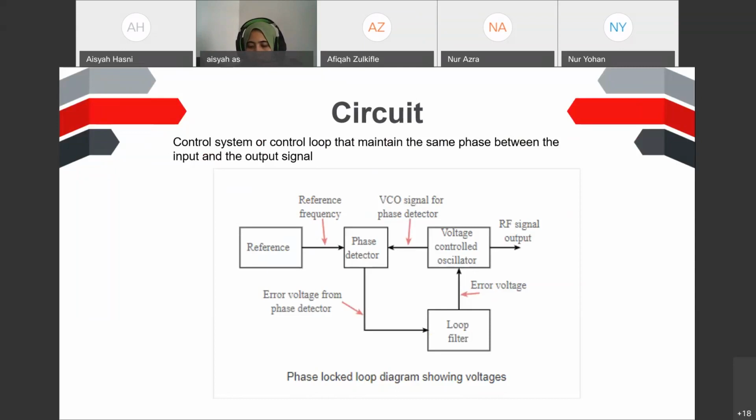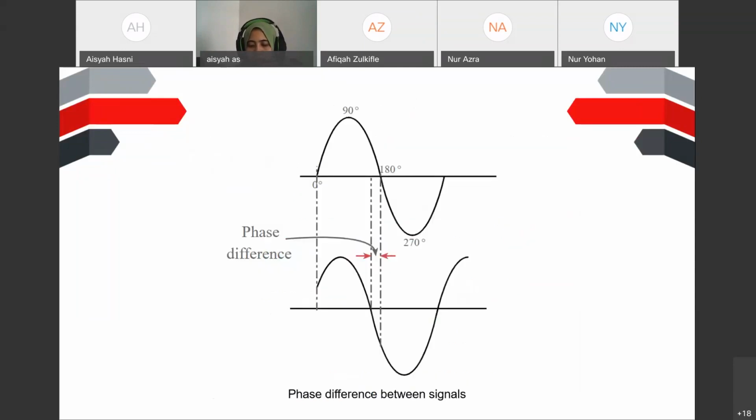So next is the advantage and the disadvantage. This is what we call the phase difference. We don't want this one. We want it to be the same frequency. Okay, next.